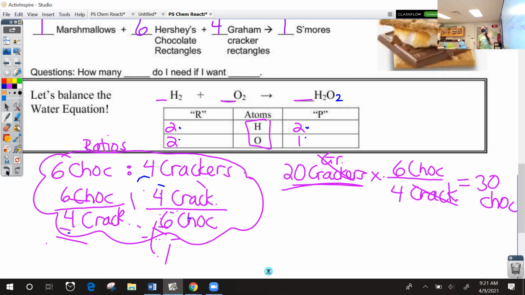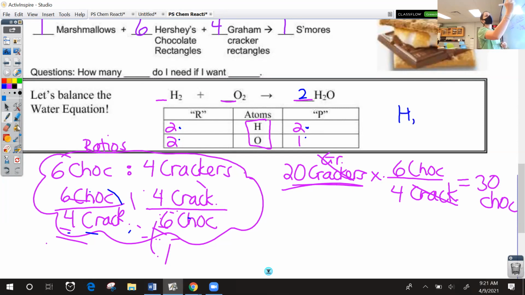So you can't just change it and throw a 2 in there because what you're doing is changing the formula, and we don't want to change the formula. So instead we want to only change the coefficients. So only the number in front can change. So I can make a 2. That's fine. I can put a 2 there. And now it's 2 waters.